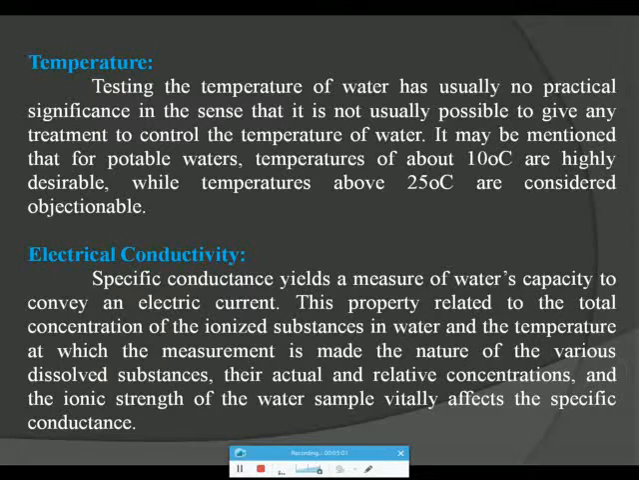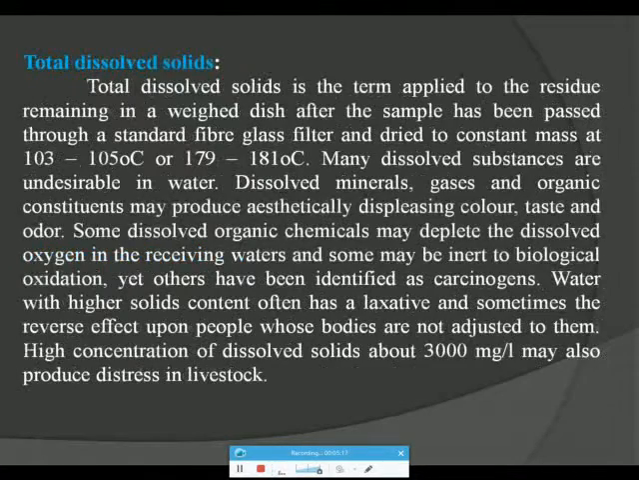Electrical conductivity. Specific conductivity yields a measure of water's capacity to convey an electric current, and the ionic strength of the water sample vitally affects the specific conductance. Total dissolved solids. Total dissolved solids is a term applied to the residue remaining in a weighing dish after the sample has been passed through a standard glass fiber filter and dried to a constant mass at 103 to 105 degrees Celsius or 179 to 181 degrees Celsius.